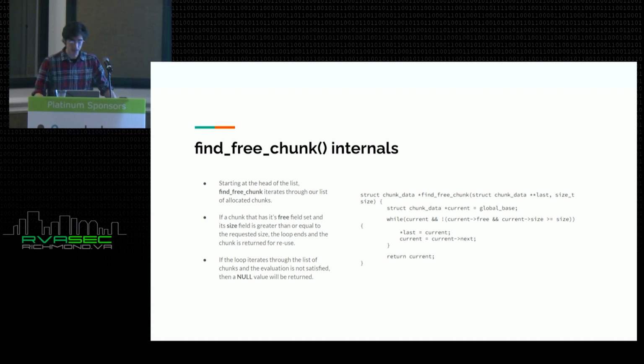As soon as these evaluations in the while loop are met, one of two things would happen. So either at that point, current's going to be null, so we have not found an available chunk for use, and it'll return a null value. Or the current's free value is set and the size fits, so those meet the requirements for the allocation that we're looking for, and the free chunk is returned to be allocated.